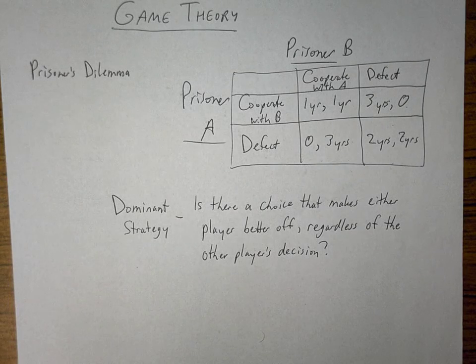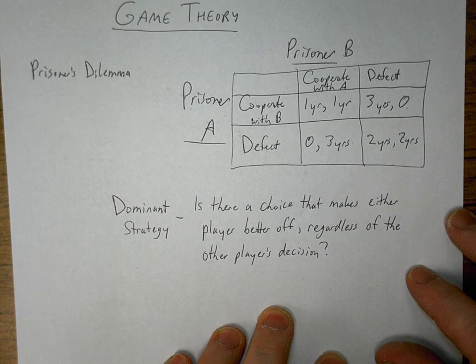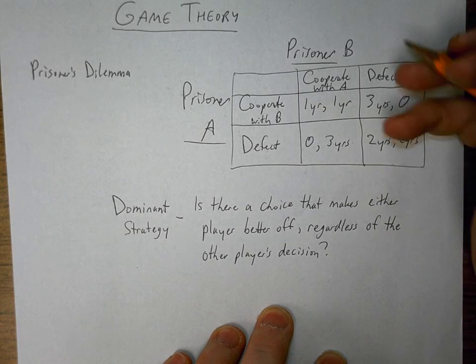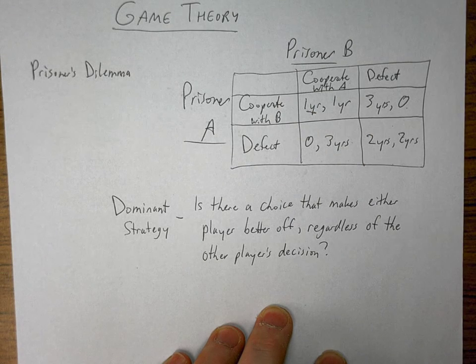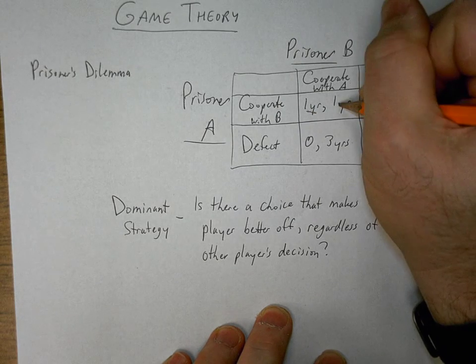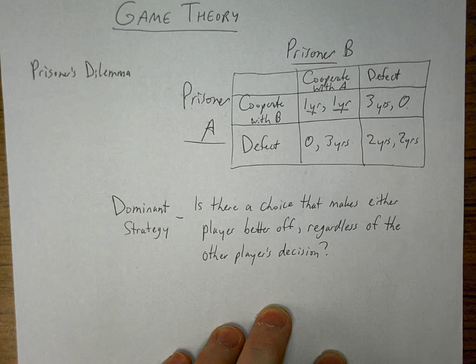All right, so they're both caught. This chart shows the possible scenarios for what will happen to them. The first number is the number of years that prisoner A would stay in prison. The second number after the comma is how many years prisoner B would go to prison in that scenario. So we have four different scenarios.